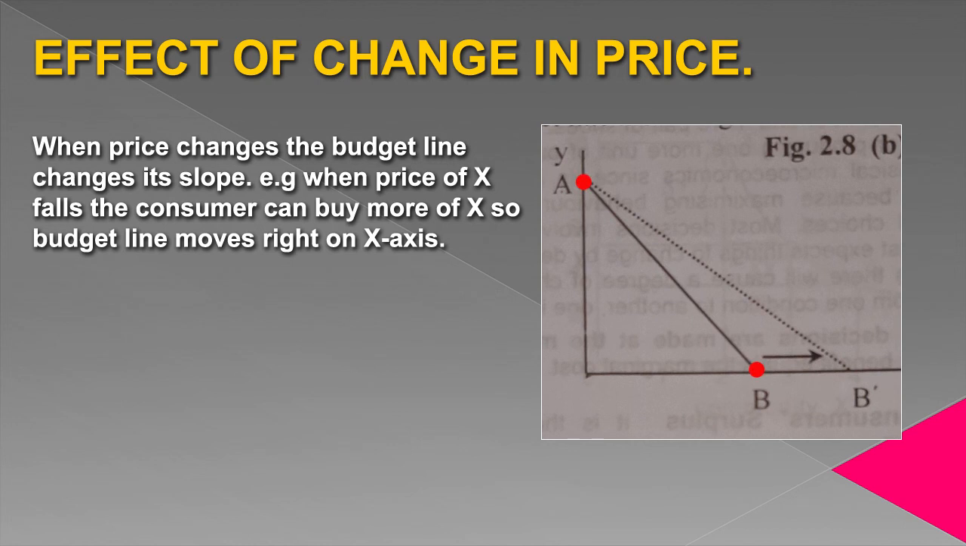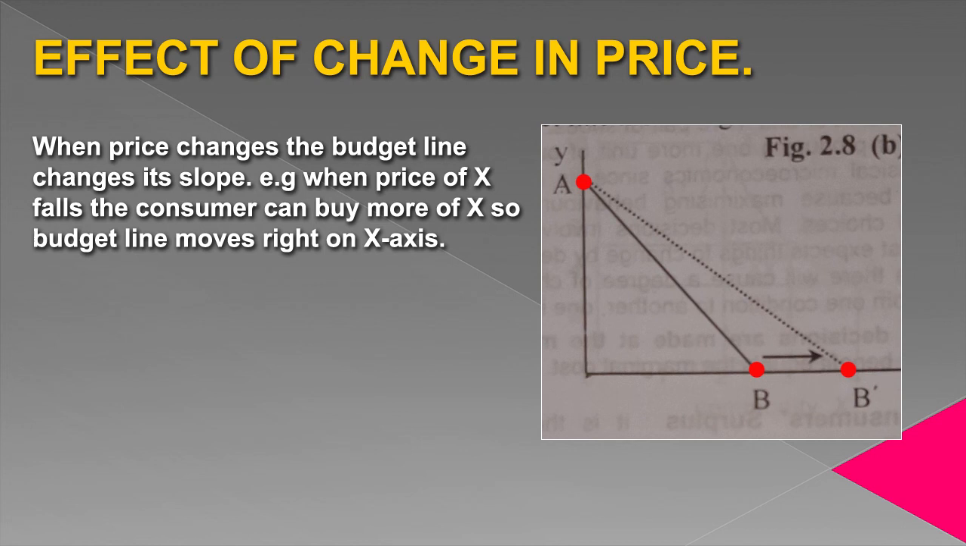This is our budget line. Now the price of X falls. When the price of X falls, people buy more of X. Now suppose this much amount people are buying because the price of X falls. The price of Y remains the same. Our budget line changes its slope. From AB, it becomes AB dash. This is shown by the dotted line. You can see in the graph that the budget line moves towards the right.